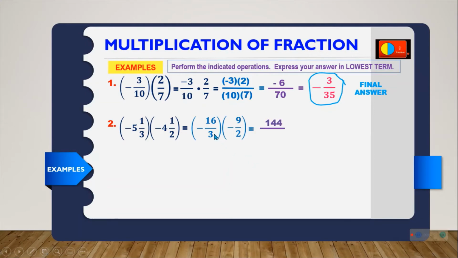Then, negative 16 times negative 9, since para silang negative, that is positive. The answer is 144. Then, 3 times 2 is 6. So, 144 over 6, yung lowest term niya, that is 24 over 1 or 24.